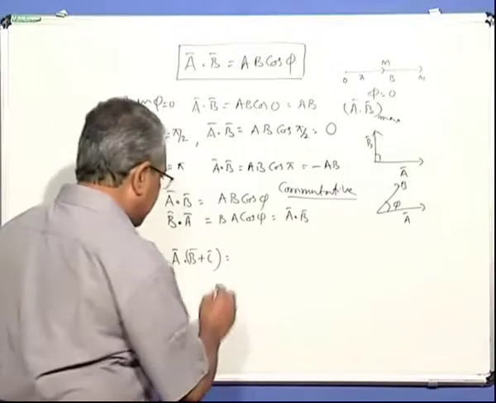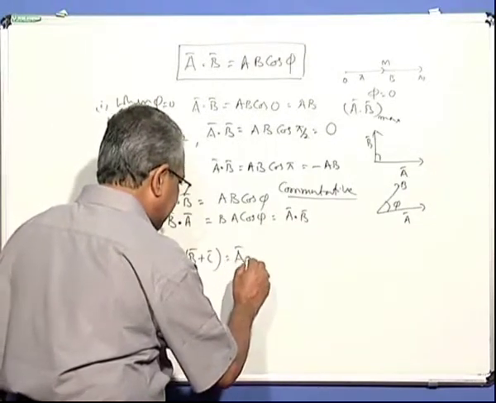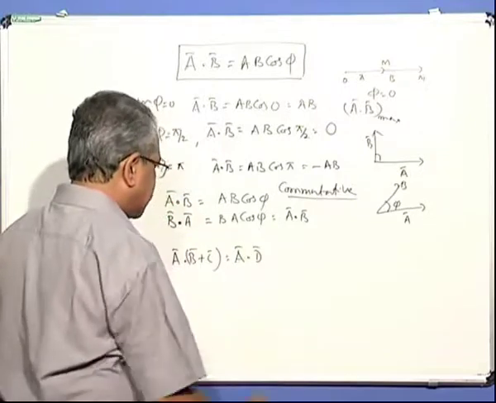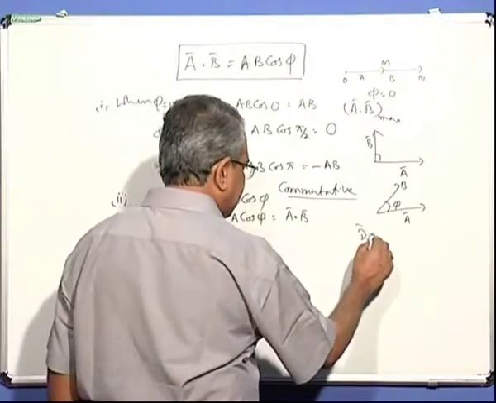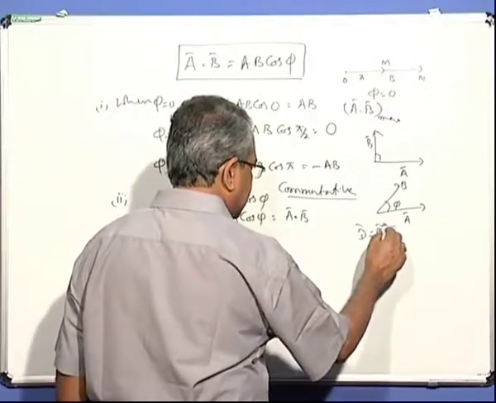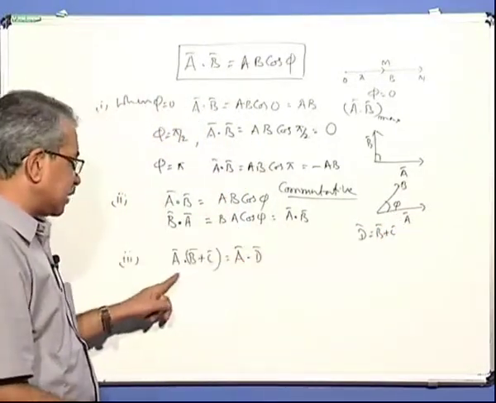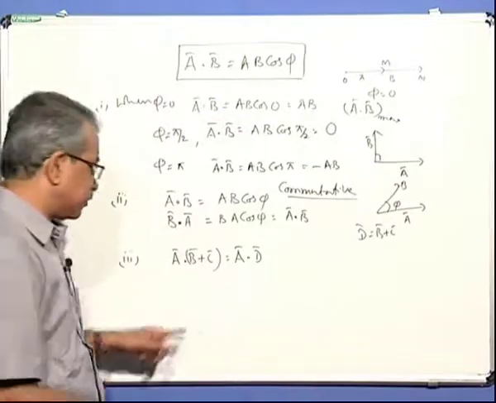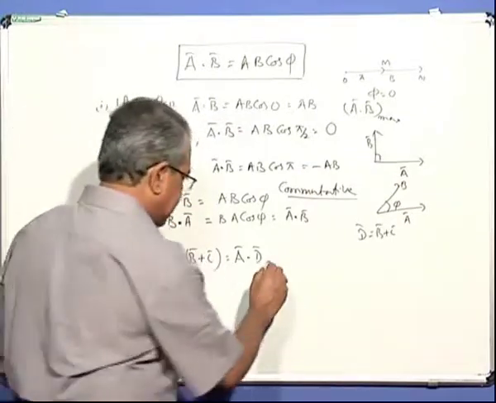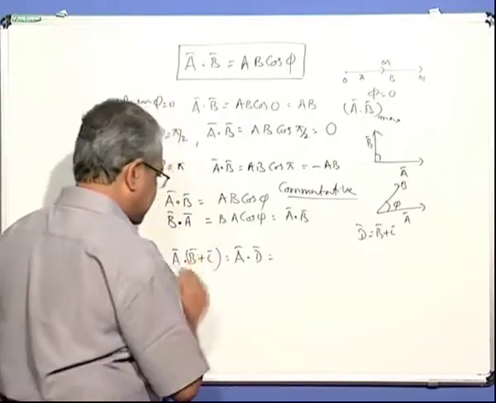How to get this? You want to do this operation, you can do it like this, a dot d. What is d? d is nothing but b plus c. So, you have to first take b plus c, find it out separately, and then find the dot product with it. That is one way of doing it. So, we can write this like this. That is what this equation means.